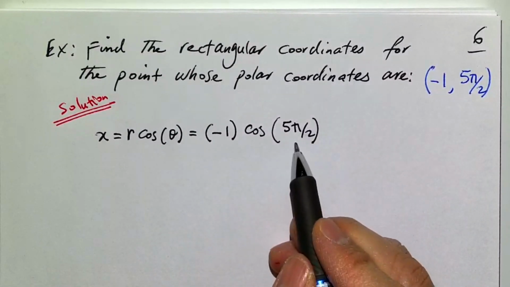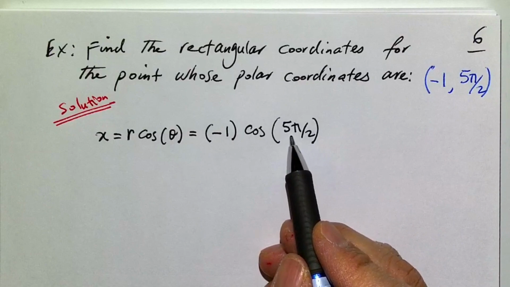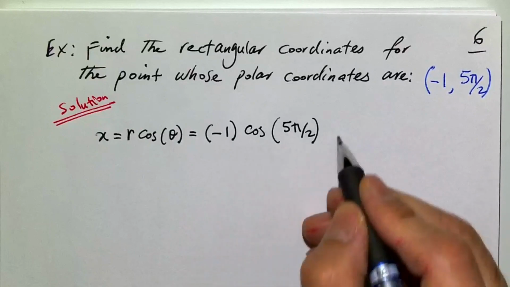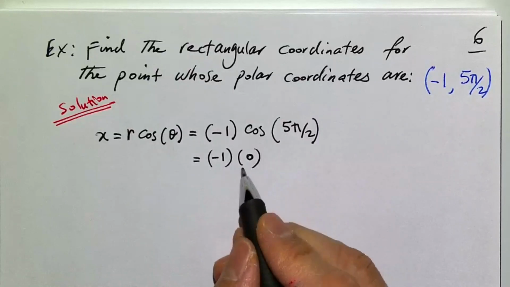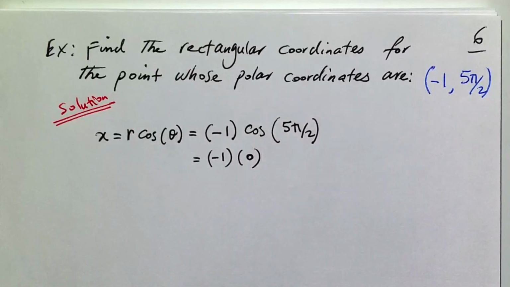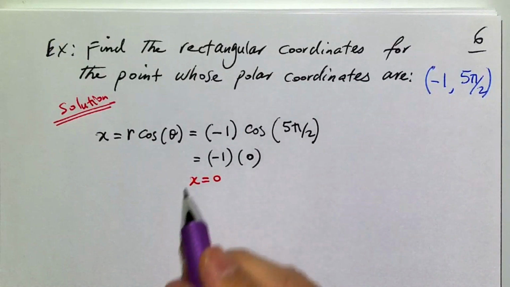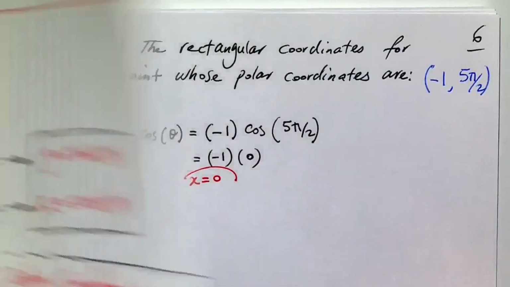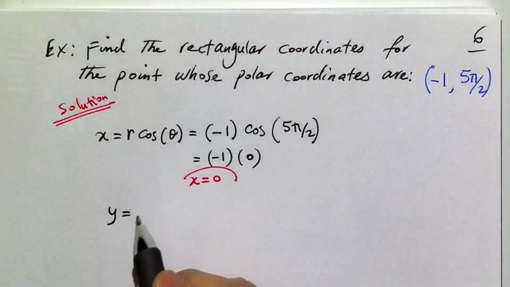Now you know that cosine of any odd multiple of pi over 2 is 0, right? So this is equal to -1 times 0, or x equals 0 basically. So x equals 0. Okay, so we have that. Then for y, we have r sine theta, right? So let's make use of that.